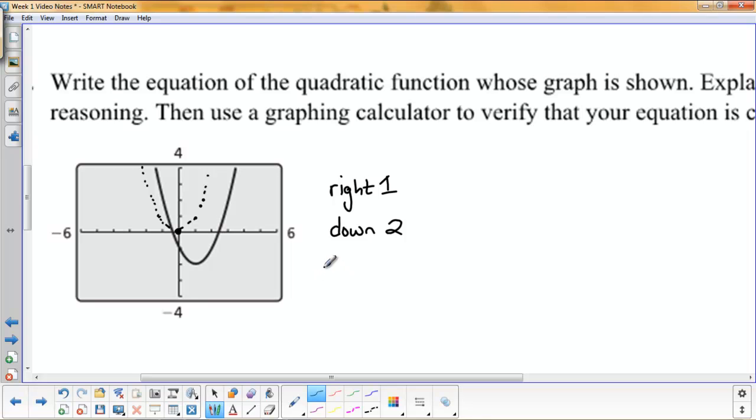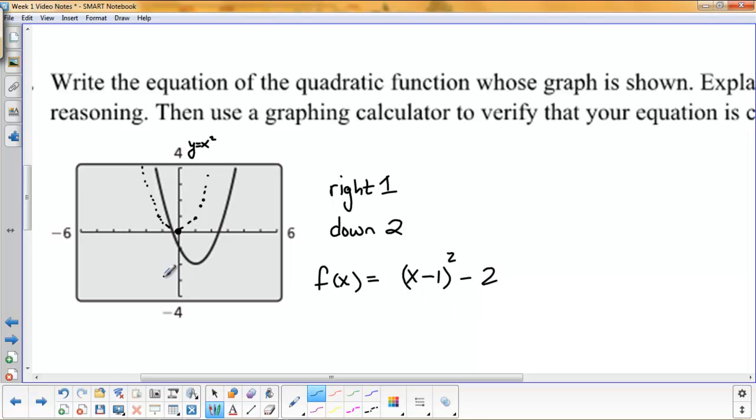Now we're going to go ahead and write this as a function, f of x, using function notation. And remember, the parent function is y equals x squared. So this is going to be f of x equals (x minus 1) squared minus 2.